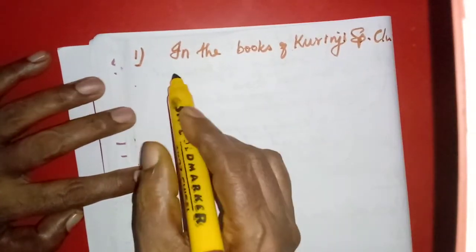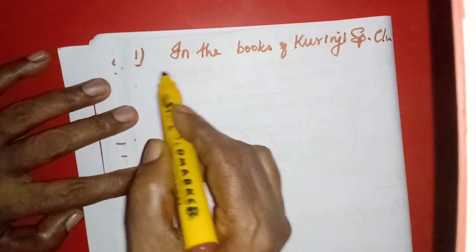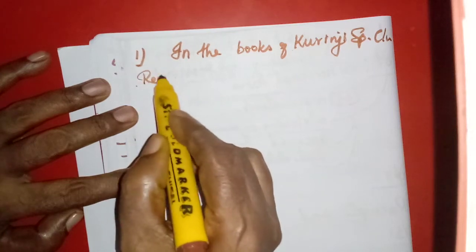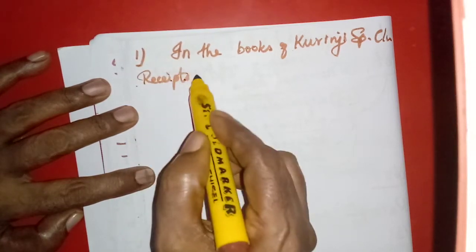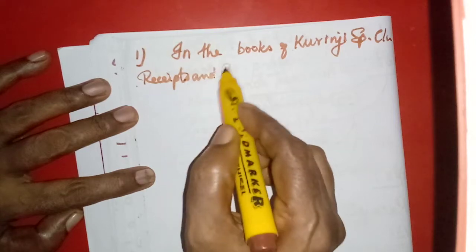Sports Club. You write fully. Then receipts and payments account. Fully we have to write. Okay.